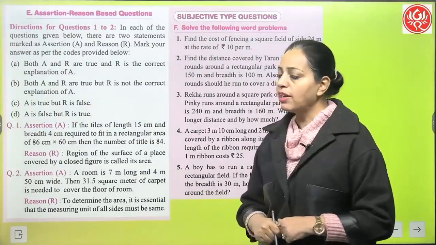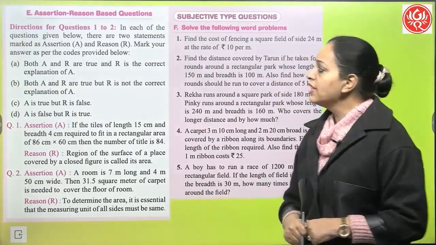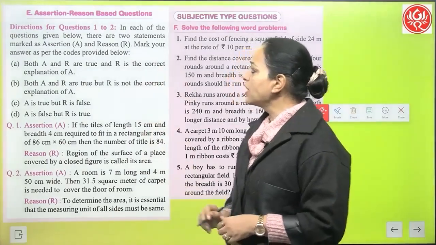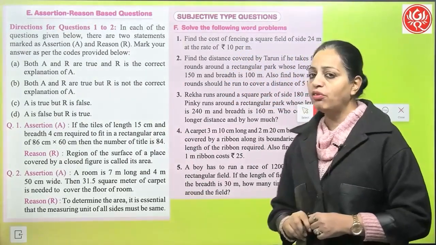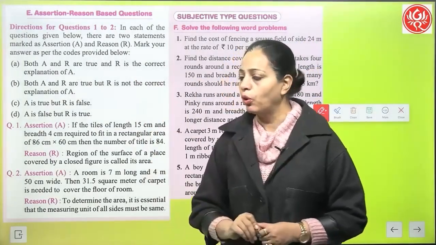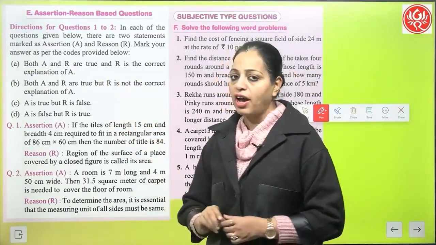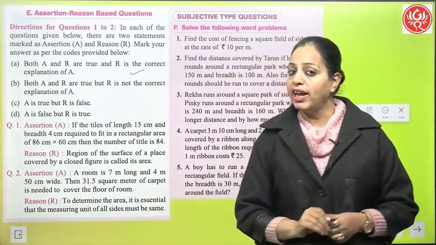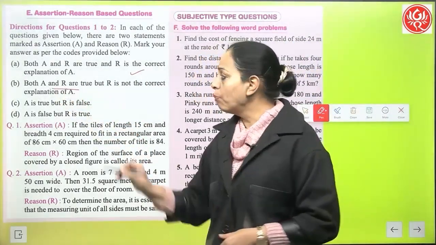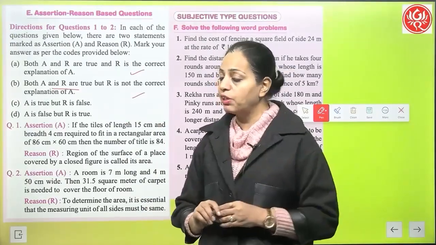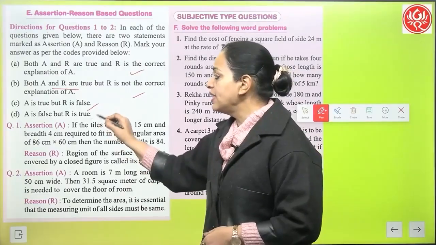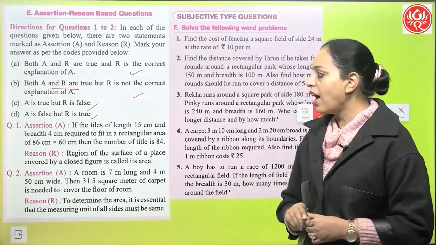Now we are coming to E part, assertion reason based questions. Directions for question 1 to 2. In each of the questions given below, there are two statements marked as assertion A and reason R. Mark your answer as per the codes provided below. A part, both A and R are true and R is the correct explanation of A. And B part, both A and R are true but R is not the correct explanation of A. C, A is true but R is false. And D, A is false but R is true.